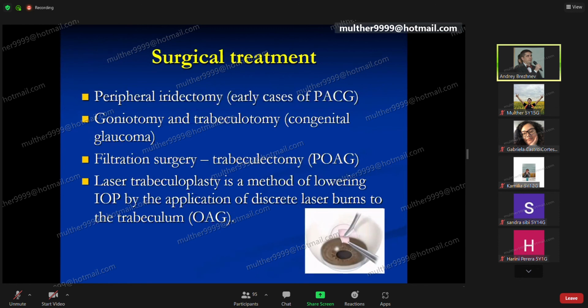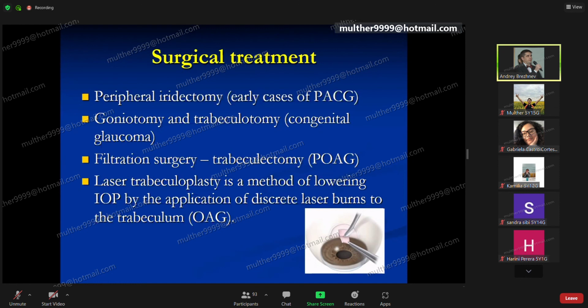What about the surgery? Peripheral iridectomy we use in early cases of primary angle closure glaucoma. Iridectomy means formation of a hole on the periphery of the iris. In case of pupillary block, we create a new pathway for aqueous humor outflow from the posterior into the anterior chamber. Then goniotomy and trabeculotomy. In case of congenital glaucoma, as we have already discussed, it's a procedure to remove the mesenchymal tissue from the angle of the anterior chamber. Then filtration surgery, trabeculectomy. It's the gold standard for primary open angle glaucoma. We also create a new pathway of aqueous humor outflow under the conjunctiva through the sclera.